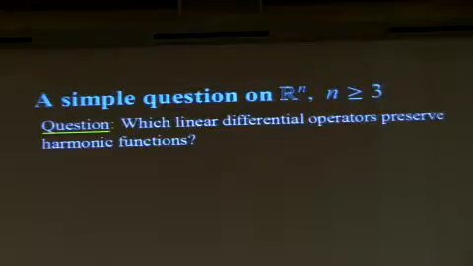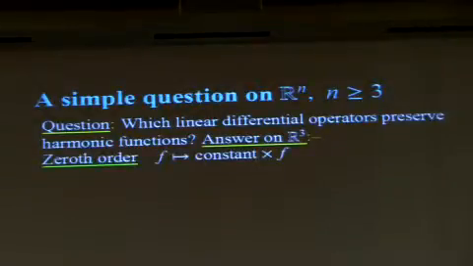And you can start answering this by hand. First of all, a linear differential operator could be just multiplication by a function. That's a zeroth order differential operator. And the answer is that the only way you can multiply a harmonic function and get another one is to multiply it by a constant. You're not allowed to multiply it by any other function. It must be constant locally. So that's a complete list of the zeroth order differential operators which have this property. What about the first order ones?